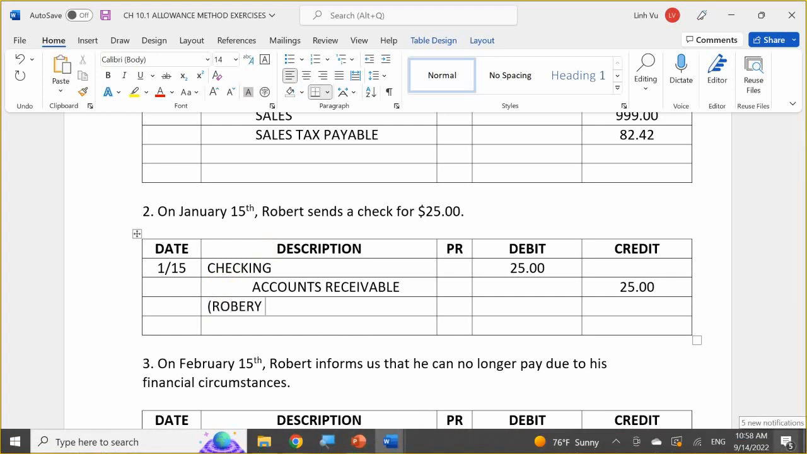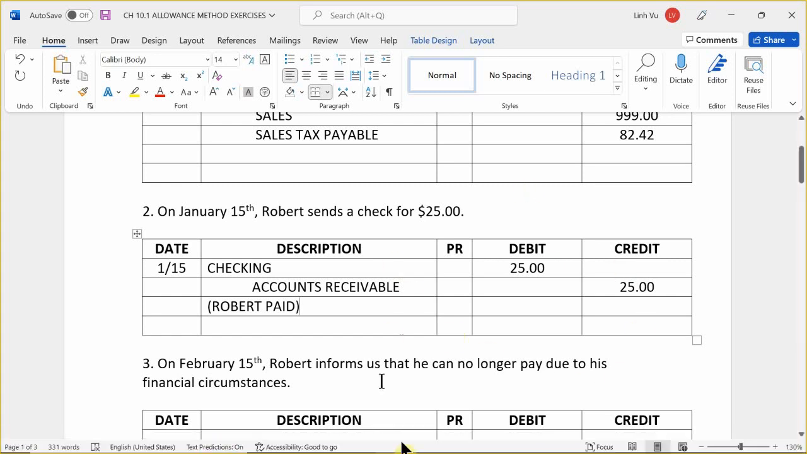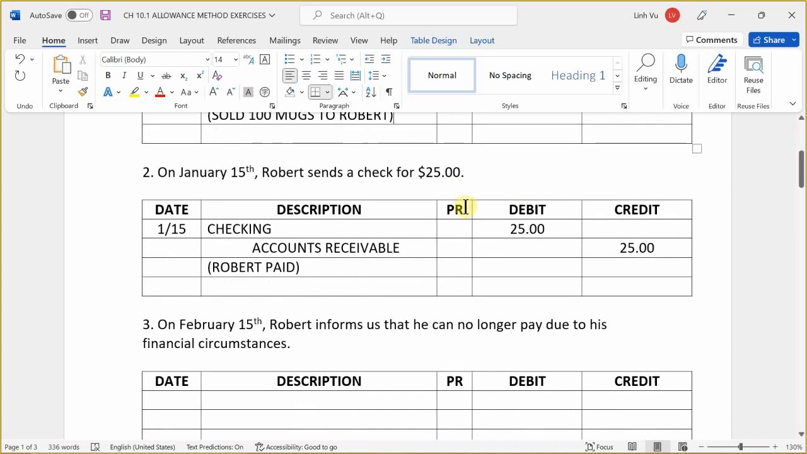Robert paid, and then this was supposed to be that we sold. Oh yeah, I always forget the notes part. Yep, sold 100 mugs to Robert. Okay. All right.